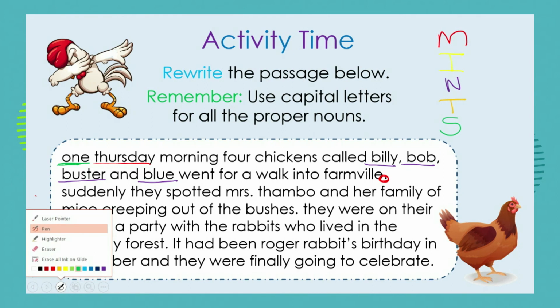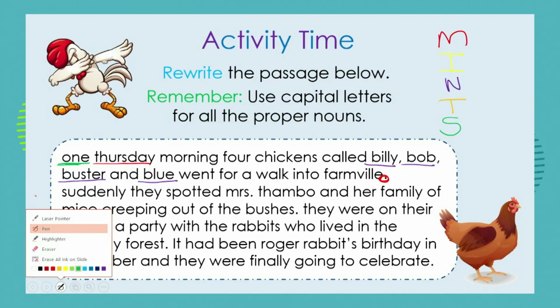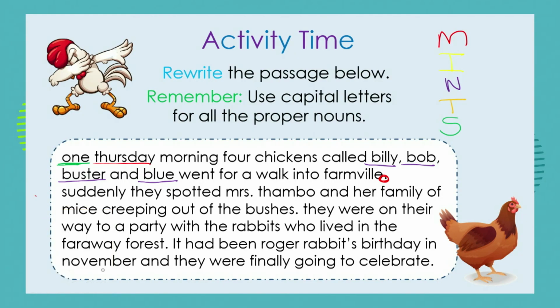Now, grade 5s, I want you to look carefully. Now we're going to skim, and by skimming we're going to scan our sentence to just see if we've left any other examples out that should be capitalized. Okay, and let's look at the sentence. One Thursday morning, 4 chickens called Billy, Bob, Buster, and Blue went for a walk into Farmville. Can you see how we left out Farmville? And why? Because remember, we always capitalize names of people, places, etc. And Farmville is a place.